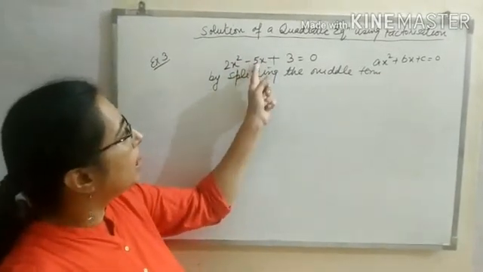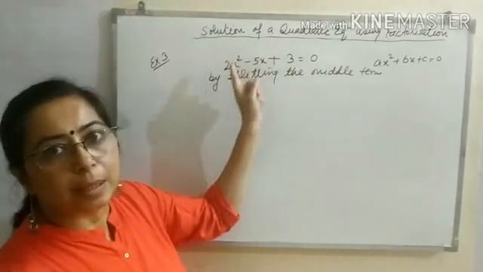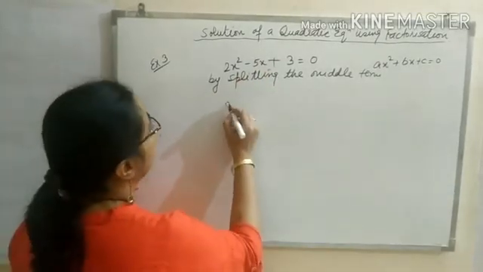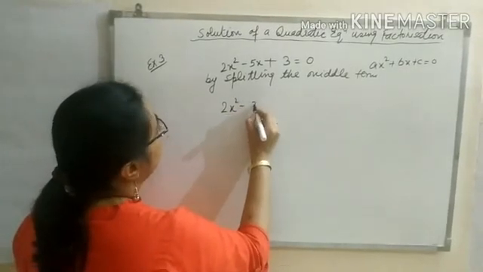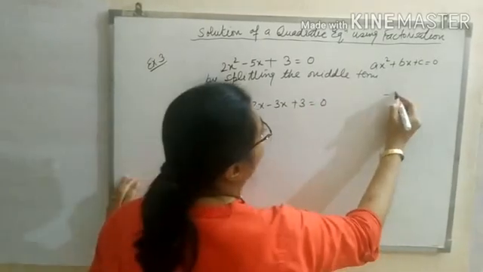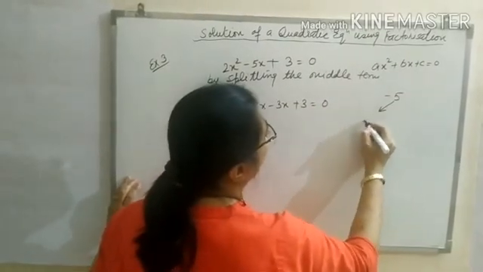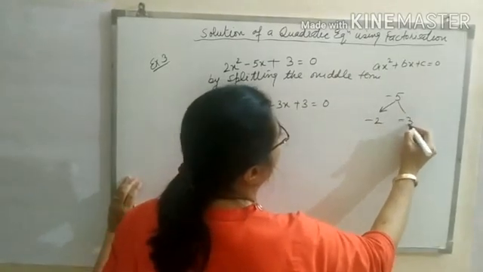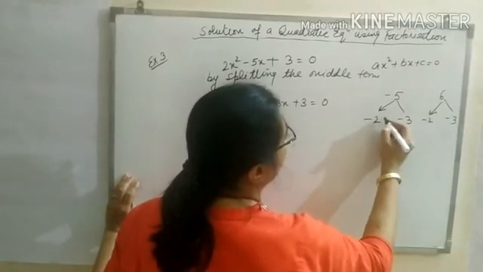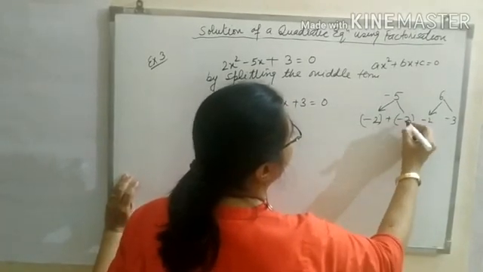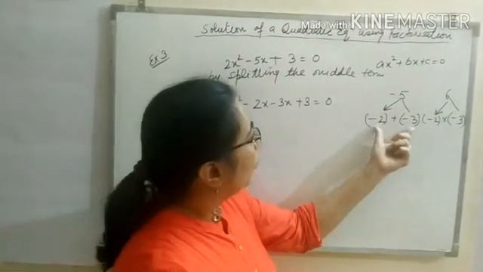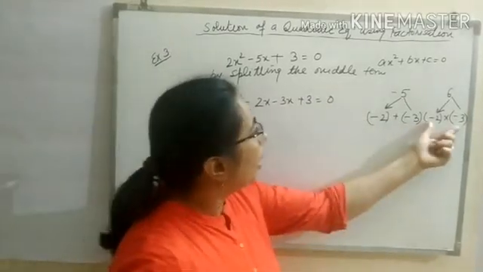the sum should be minus 5 and product should be 6. This is done in earlier class also. All of you are familiar with this splitting the middle term. So I can take the factors: 2x square minus 2x minus 3x plus 3 equal to 0. I have split minus 5x into 2 factors, minus 2 and minus 3, such that their sum is minus 5 and their product is 6. You can see, the sum of these two is minus 5 and product is 6.